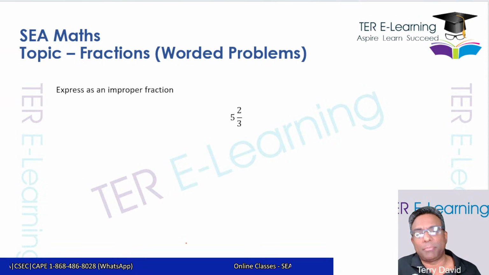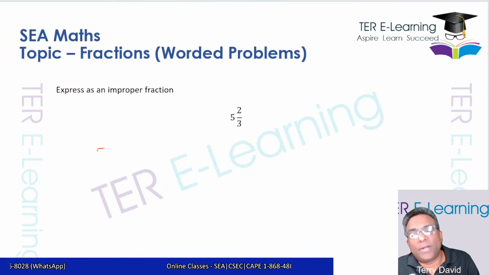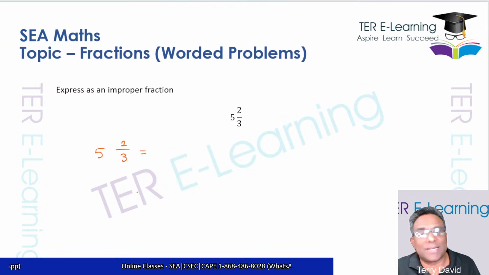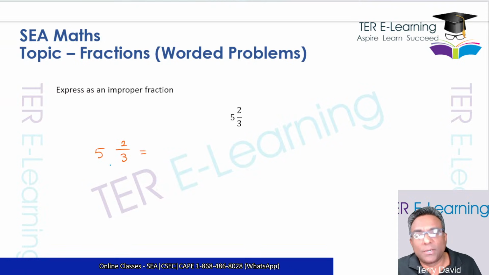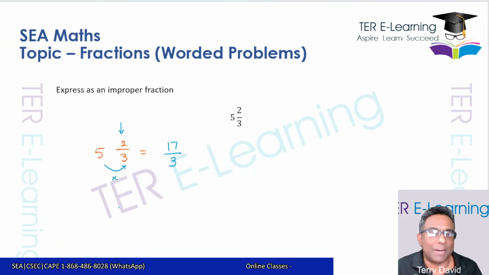Expressed as an improper fraction. So we have 5 and 2/3, and you want to express that as an improper fraction. Now, how do we do something like that? If you have 5 and 2/3, and you want to represent this as an improper fraction, what we do, we say 5 multiplied by 3. So 5 by 3 is 15, and then we're going to add this 2. So that is actually going to be 17 over 3. So this is how we're going to convert a mixed number into an improper fraction. Again, this could appear in section 1 of the exam.